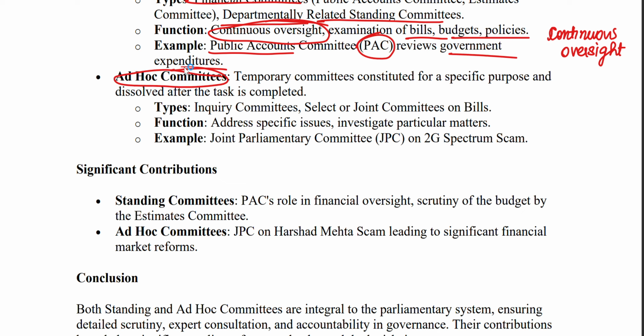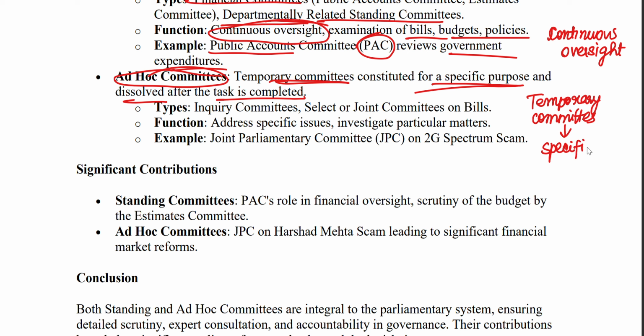Ad hoc committees. Temporary committees are constituted for specific purposes and they are dissolved after the task is completed. So we have many temporary committees, constituted for certain purposes only.